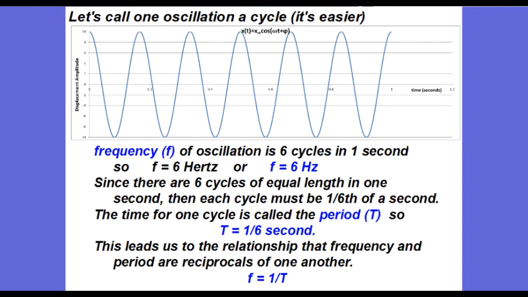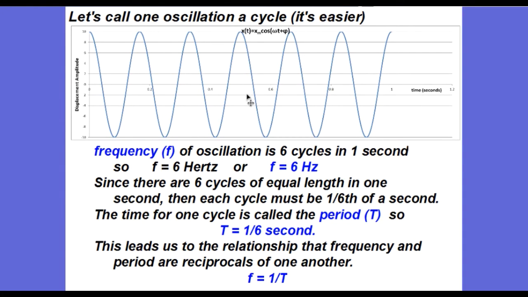Let's look at a specific example to help us understand what's going on. From now on, let's call one oscillation a cycle. It's just easier to say, not such a mouthful. Okay, so in this example, we look at our graph and we see on our time axis, our time in seconds, right here is 1 second.